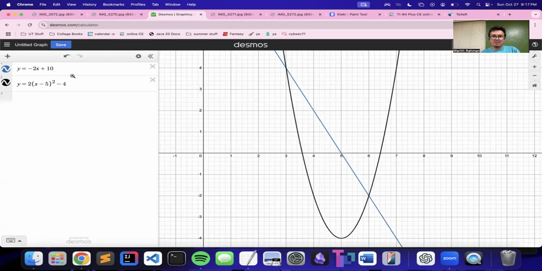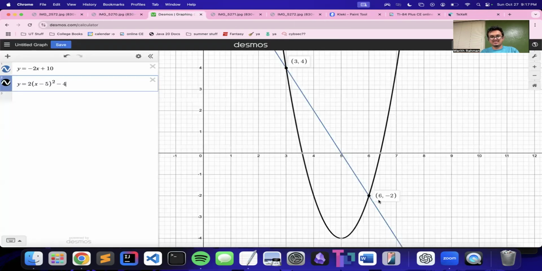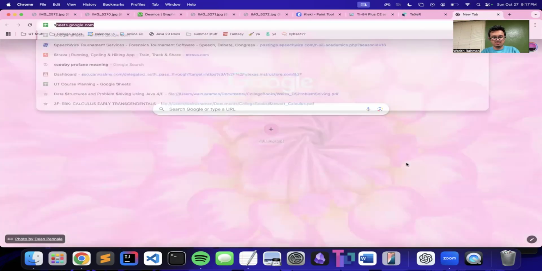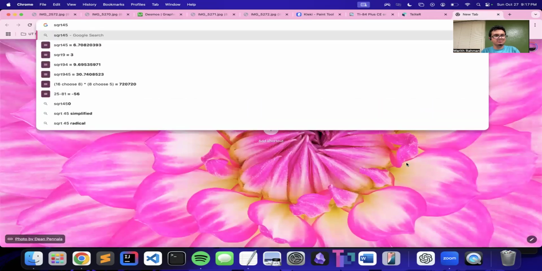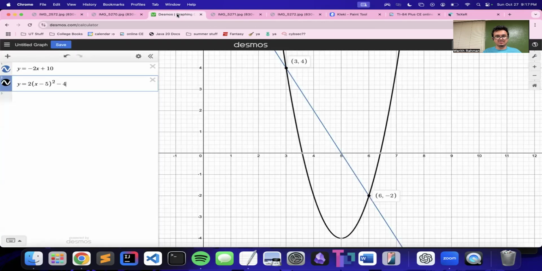Now you have two equations, and you find where they intersect, which honestly you can just tell without even looking. You can kind of just hope that it works out because it says that all the points are integer coordinates. So you just figured out 3, 4, and 6, negative 2. Their distance is just going to be the Pythagorean theorem. Square root of 3 squared plus 6 squared, 9 plus 36 is 45. Square root of 45 is going to be, I don't know, 6.7.